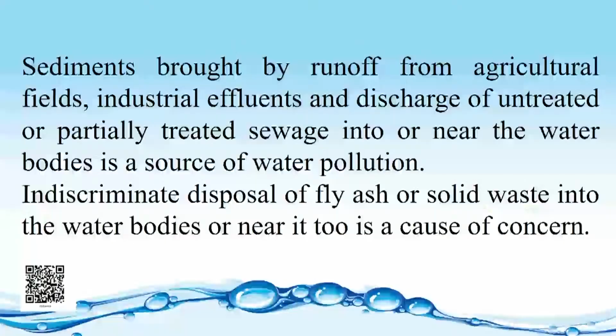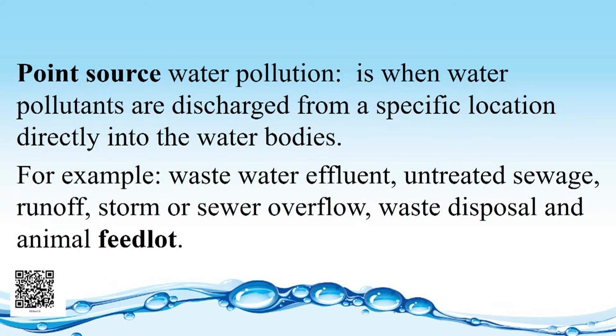Sediment brought into or near the water bodies is a major source of water pollution, and indiscriminate dumping also pollutes it. Rivers, lakes, oceans, seas, estuaries and groundwater sources may be polluted by point or non-point sources. So the question is, what are point sources and what are non-point sources? Point source pollution is when water pollutants are discharged from a specific location directly into the water bodies. For example, wastewater effluent, untreated sewage, animal feedlot.